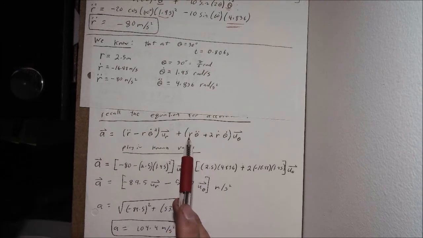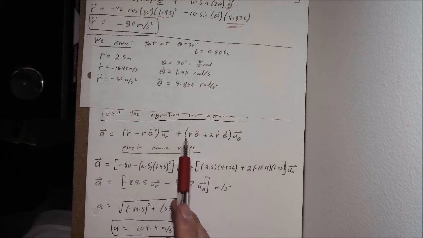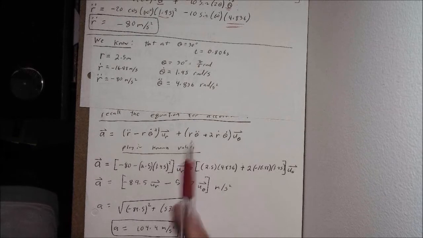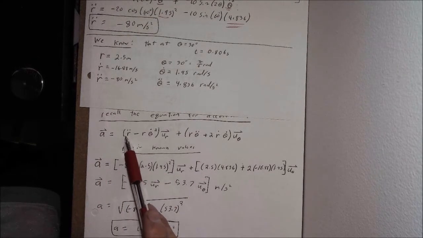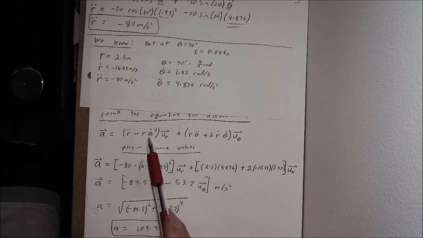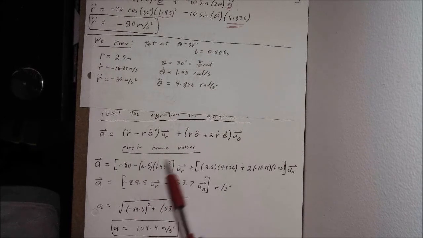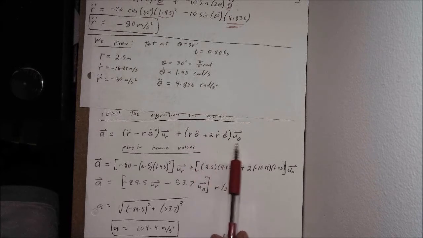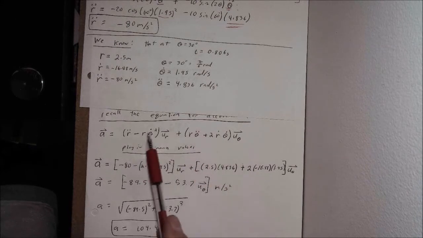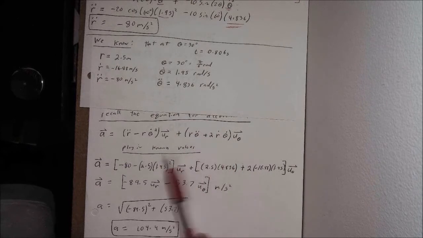A little bit more complicated here, a few more variables we need to plug in for, but we have numeric values for all of these. As you recall, our acceleration vector equation is equal to our r double dot minus r times theta dot squared in the r direction, plus theta double dot plus 2 r dot theta dot in the theta direction. So we have the two components, our r component and our theta component.